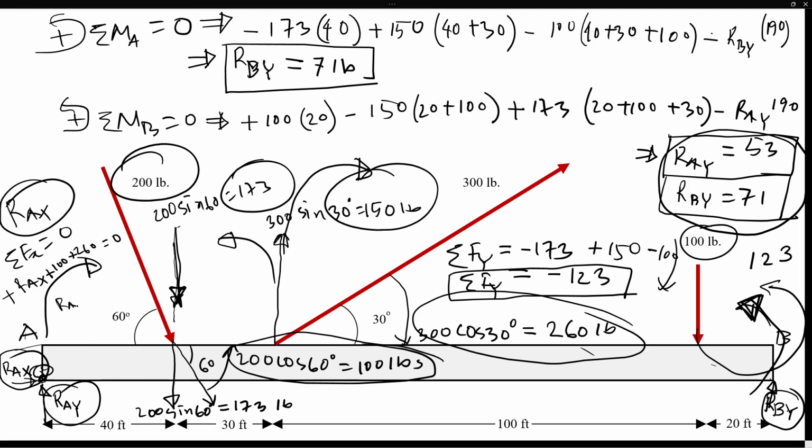So then RAx, the reaction at A in the x direction, should be minus 360. As you can tell, all this x direction external force is acting in the positive right direction, so there has to be exactly the same amount in the other direction to balance this force.